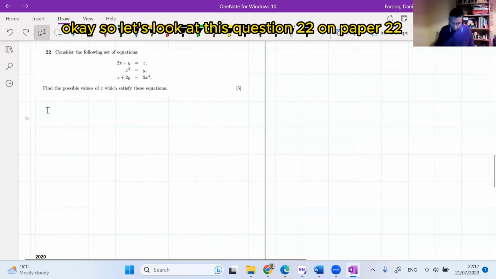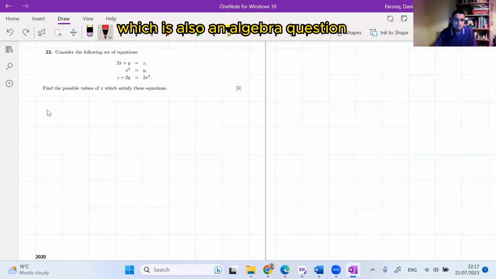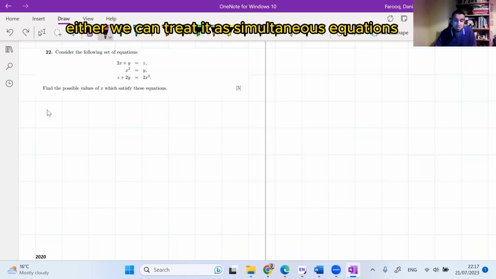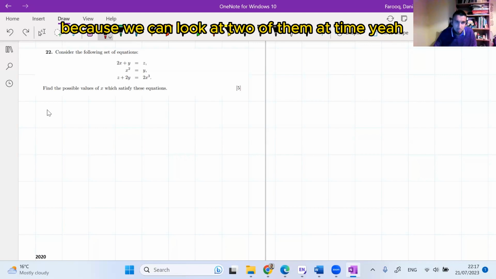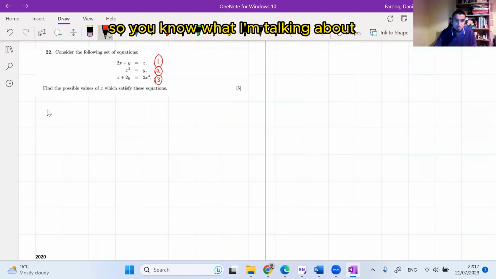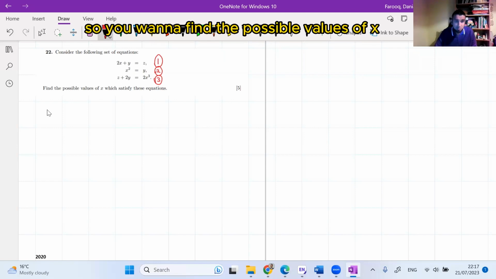Okay, so let's look at this question 22 from paper 22, which is also an algebra question. Okay, so we have 3 equations. However, we can treat it as simultaneous equations because we can look at 2 of them at a time. We'll label them as 1, 2, and 3, just so you know what I'm talking about. So let's start by looking at the first one. So we want to find the possible values of x which satisfy these 3 equations.